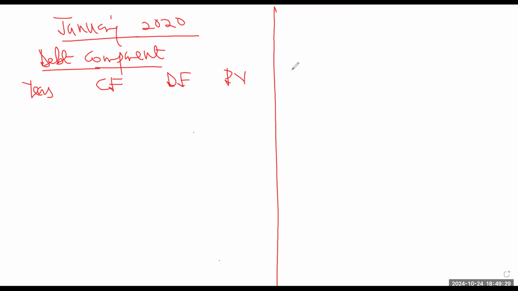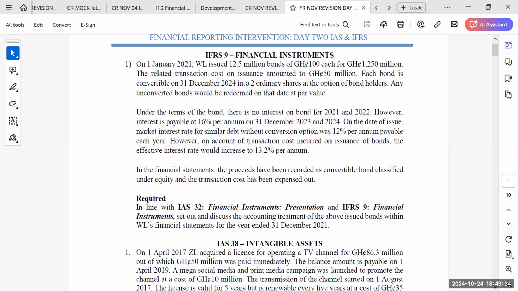So the cash flows under the debt is the interest that we are going to be paying. The interest is the coupon. So what is the interest that we are paying? The question is telling us that under the terms of the bond, there is no interest on the bond for 2021 and 2022. So when are we going to start paying the interest? When will the entity start paying the interest? 2023. 31st December 2023.